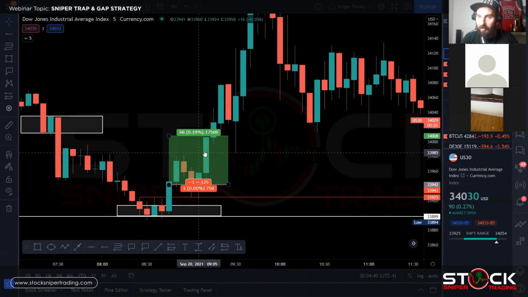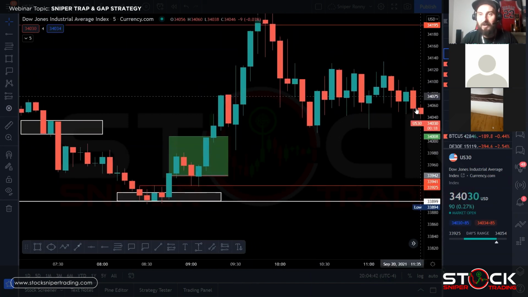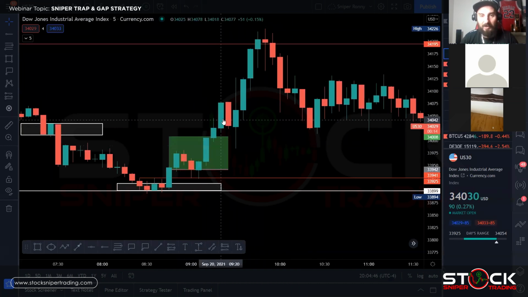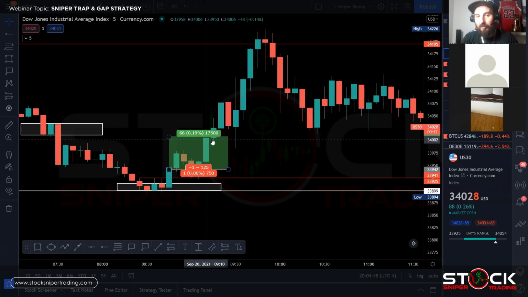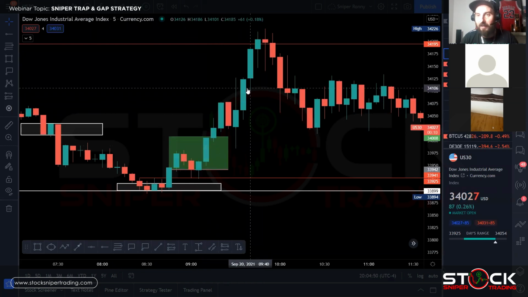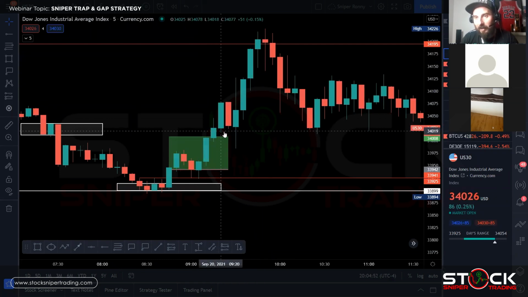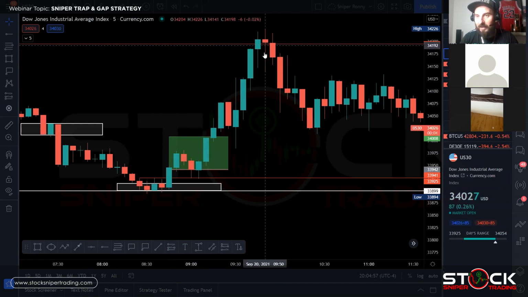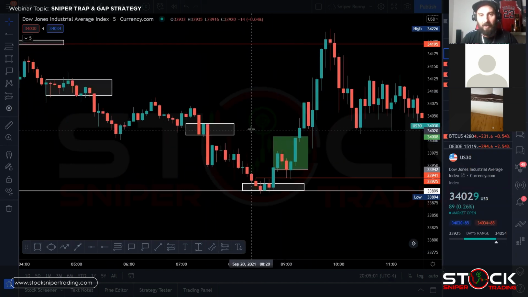And then you could scale out as much as you want. This is a big move on US 30, but at the end of the day, it's up to you to scale out whatever profit you enjoy, but leave maybe a little runner, 10, 20%, just in case this continues to make higher highs and higher lows. Or you can scale out your entire position, whatever you like.